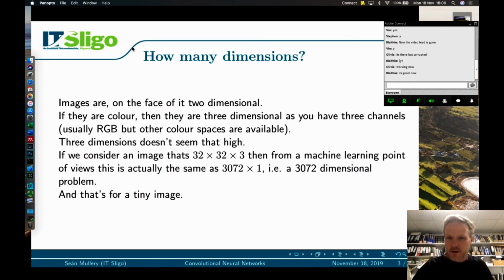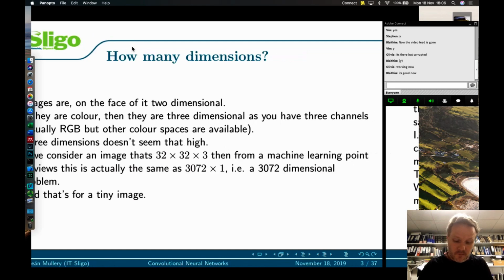If we consider images that are, let's say, 32 pixels by 32 pixels by 3, with the 3 being the red, green and blue of your color channels, then from a machine learning point of view, this views it as if it's actually 3072, which is 32 by 32 by 3. So 3072 by 1, or a 3072 dimensional problem. It's almost like it's looking at it as a single vector, and each one of these, the pixels, is a dimension. And that's for a very, very small image. We're talking about a 32 by 32 by 3 image, which is very, very small.